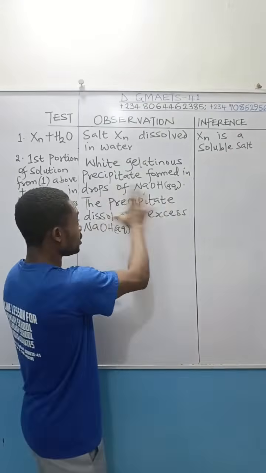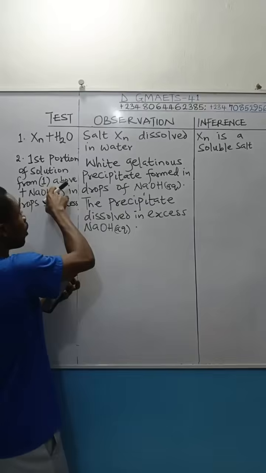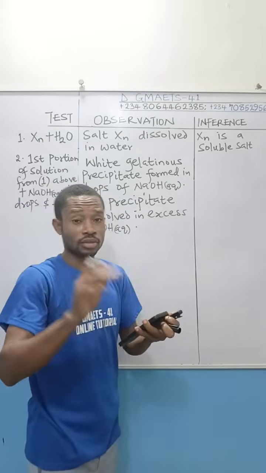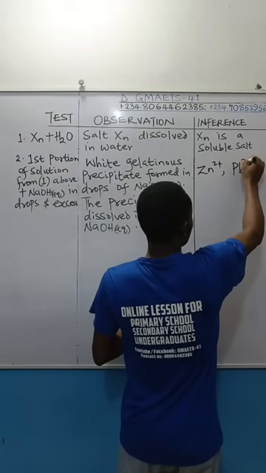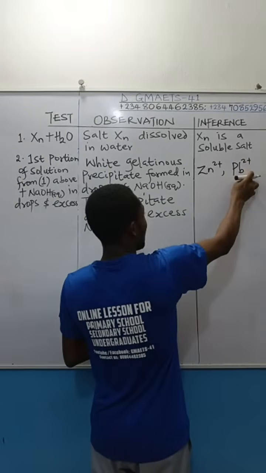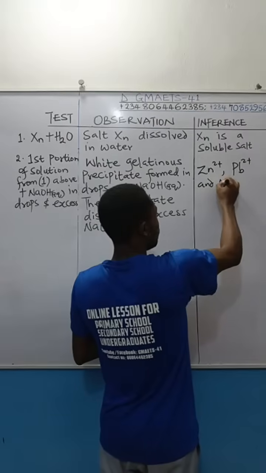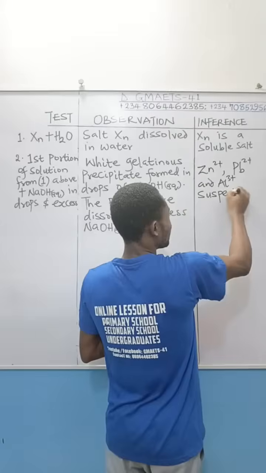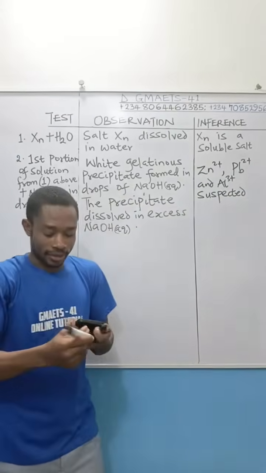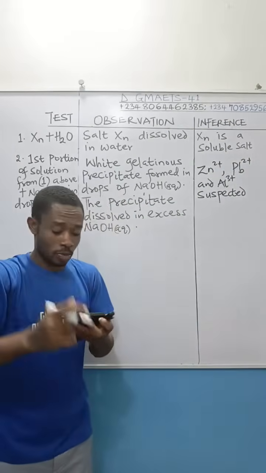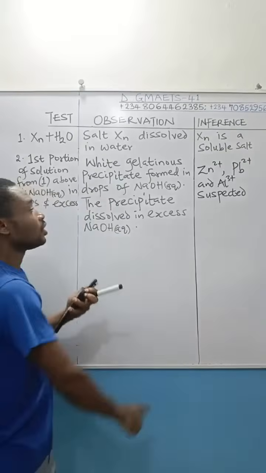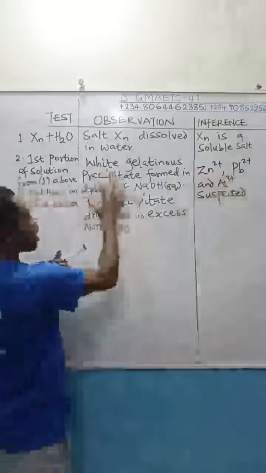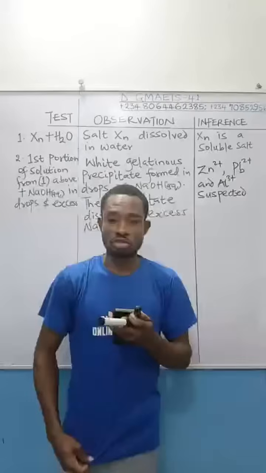Now, when you see this observation on adding sodium hydroxide in drops and in excess, this is the implication. Here, lead 2 plus and aluminium 3 plus suspected. Now, I'll tell you the reason why. The reason why we are suspecting this is because you see these 3 guys, they behave in the same way when you add sodium hydroxide to their salt in drops and in excess.